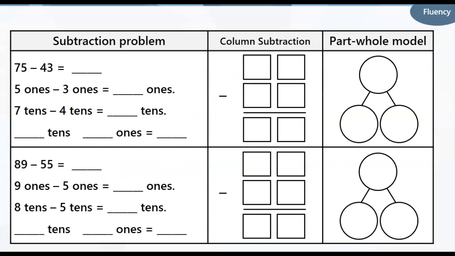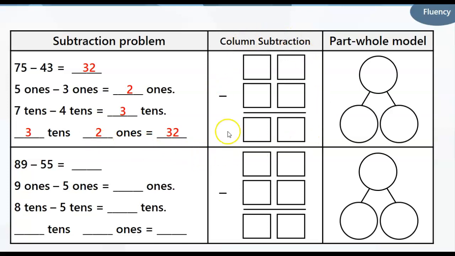This is a question. So I've got 75 take away 43 is 32. I know that. 5 ones, because we always take away the ones first. There's a couple of people in my class who like to do the tens first, but always do the ones first when we are doing column subtraction. So 5 ones take away 3 ones is 2 ones, which is left over. 7 tens take away 4 tens is 3 tens. So that would leave me with 3 tens and 2 ones, which makes the number 32.